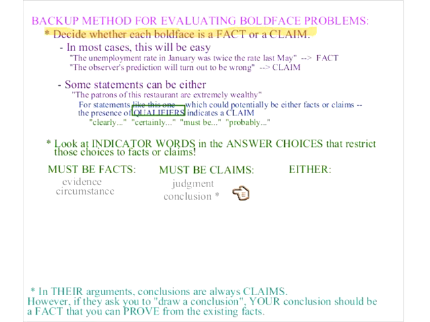Okay, what about a consideration? I'm giving you guys all the tough ones first. So a consideration can be either one, because a consideration is just something that you consider in making an argument. So basically that's everything. You might consider things that are facts, but you might consider claims as well. So considerations can be either. Okay. Let me give you a couple more.